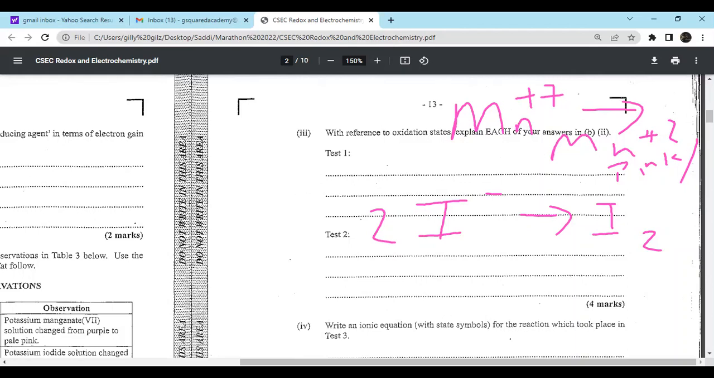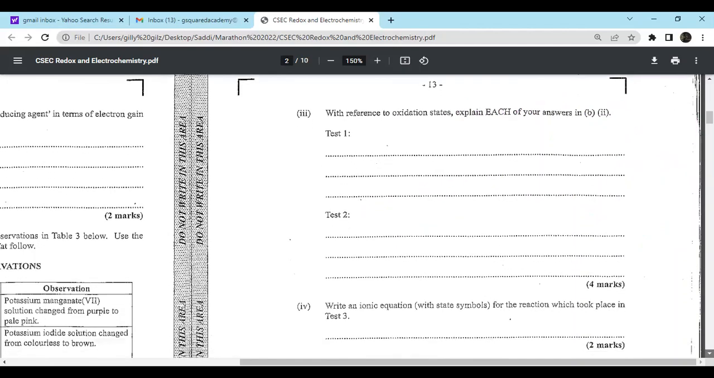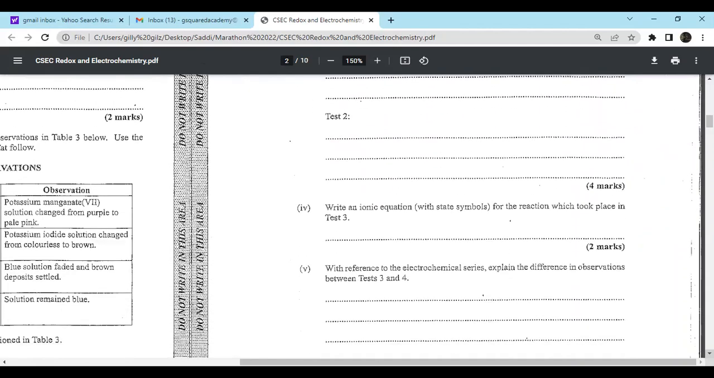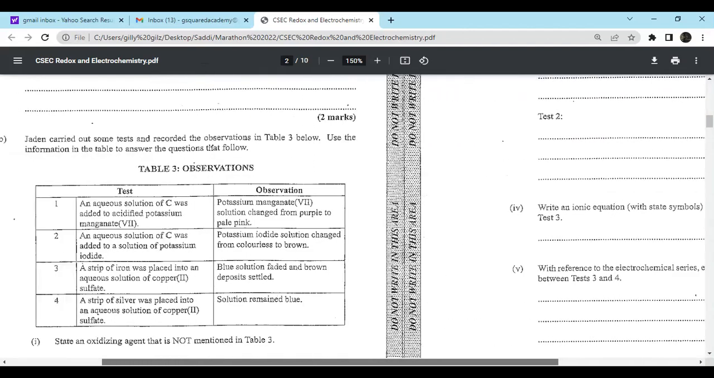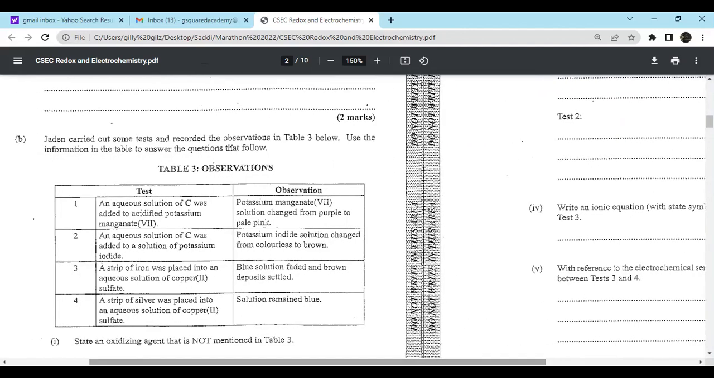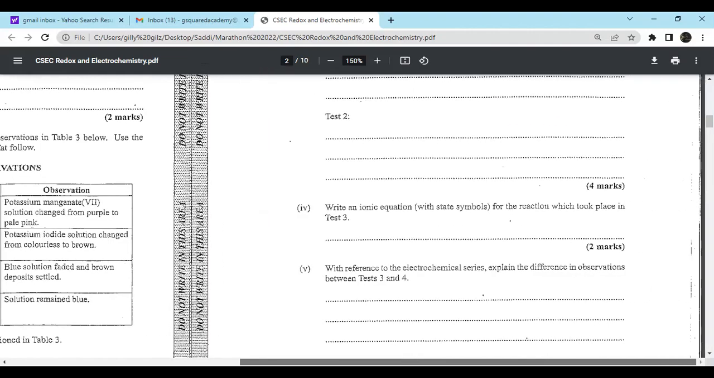All right. So now moving on to the next question. Write an ionic equation with state symbols for the reaction which took place in test 3. So let's see what test 3 is. Test 3: a strip of iron was placed into the copper sulfate solution, and it says the blue solution faded and a brown deposit settled. All right, so they're asking us to write an ionic equation for that.